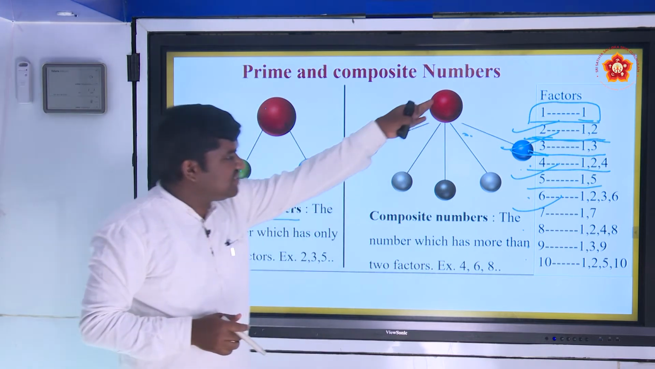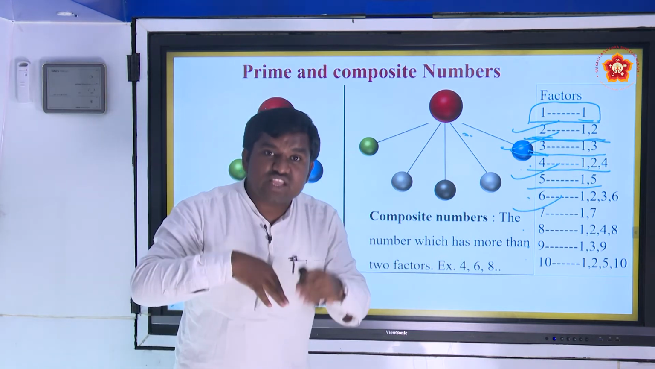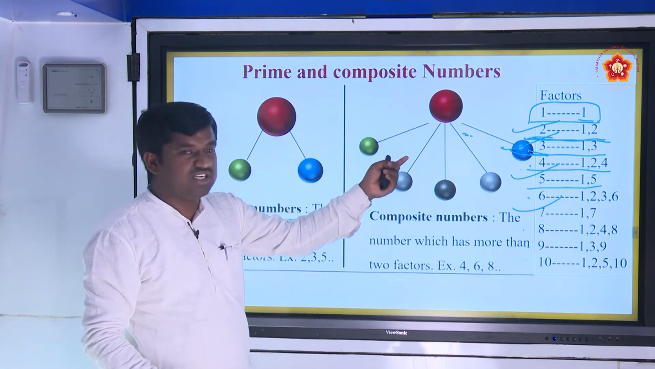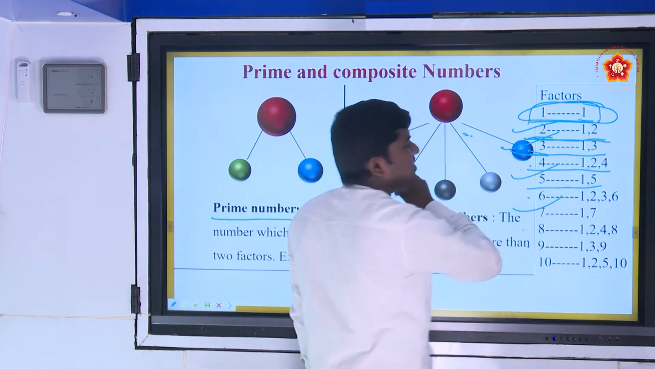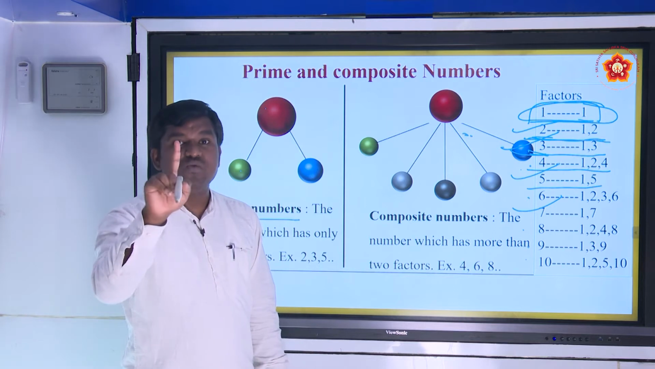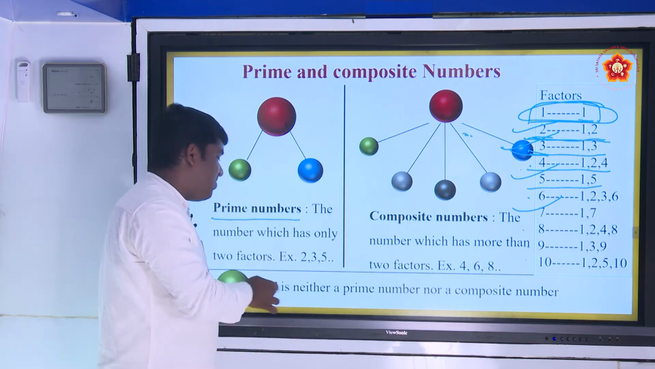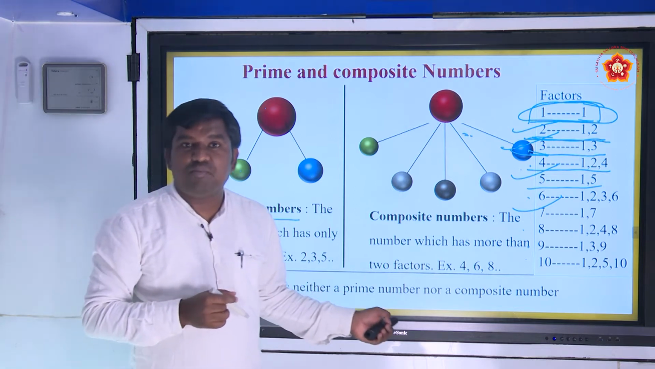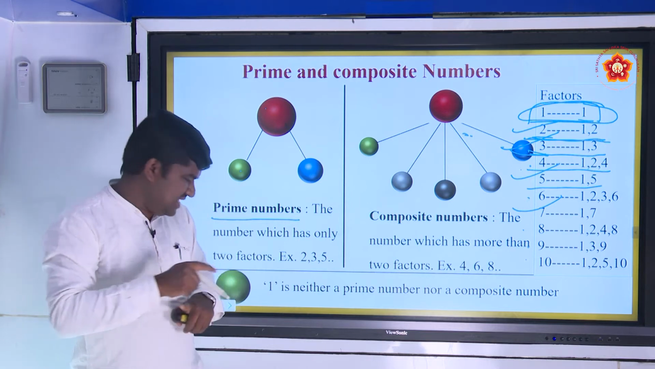The number which has only 2 factors is called a prime number. The number which has more than 2 factors is called a composite number. But what about this one? Check, that has only 1 factor. So 1 is neither a prime number nor a composite number.